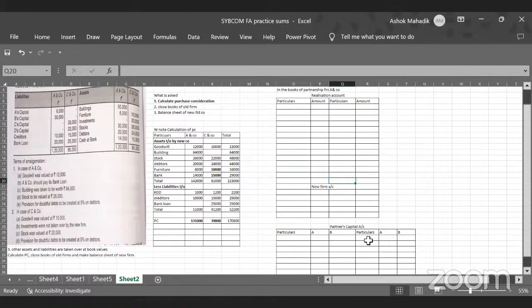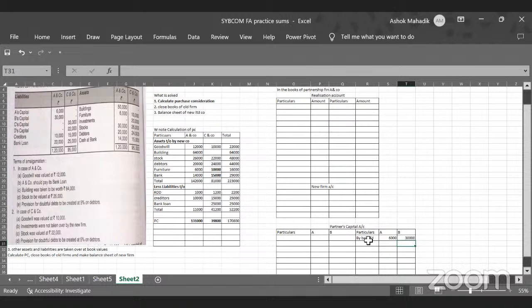Liability side means credit side. So in capital account, credit side, write by balance brought down, or just write opening balance. That's enough. How much is the balance? 6,000 and 30,000. Clear? Then below that CP is given, but that will be in other books.